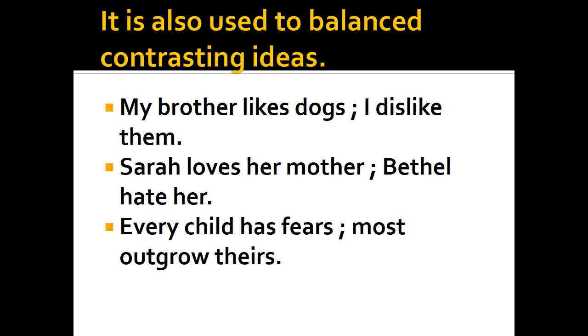For instance: My brother likes dogs; I dislike them. Sarah loves her mother; Bethel hates her. Every child has fears; he must outgrow theirs. When you look at all these sentences, they are contradictory statements joined together by the semicolon.